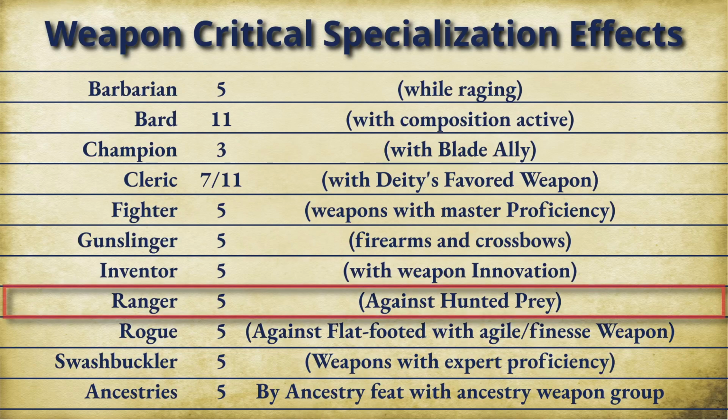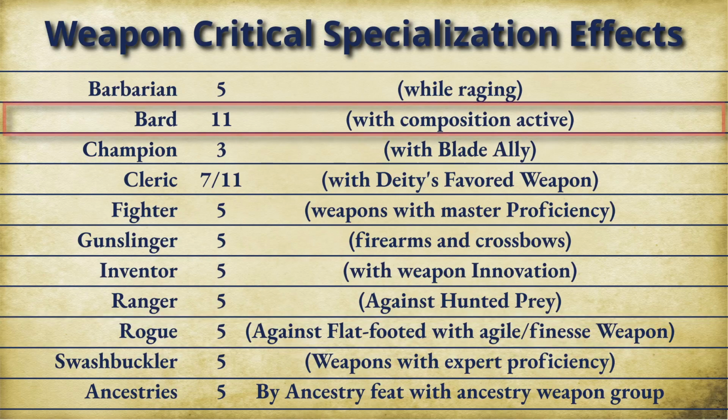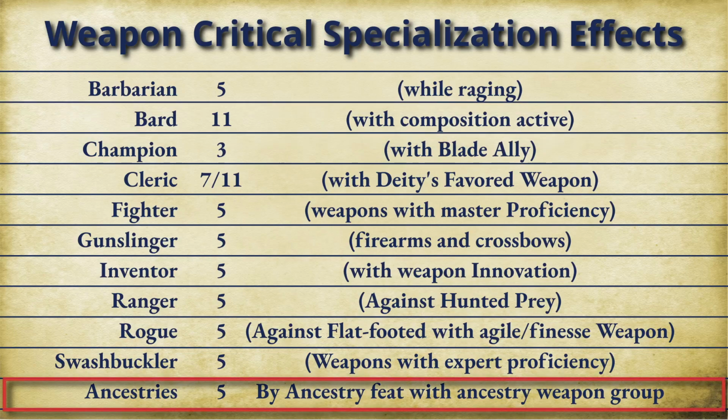The Ranger, for example, gets it against their hunted prey. Or rogues get it against flat-footed targets. So if you're like me, how often are you going to forget to add that bonus in? Anyways, even the Bard gets this straight up at level 11 on their weapons. So, what does that tell you? It's not the most unique thing. A lot of ancestries get this for their ancestral weapon group at level 5. So it's not the most unique thing, but it is kind of interesting.